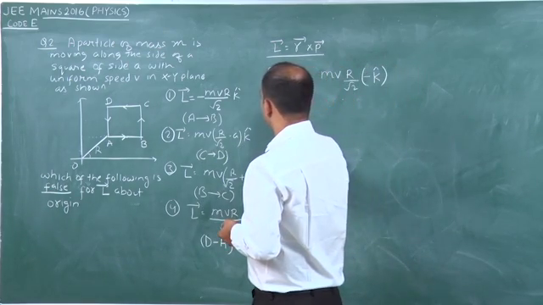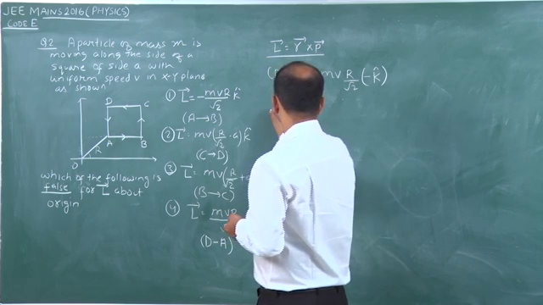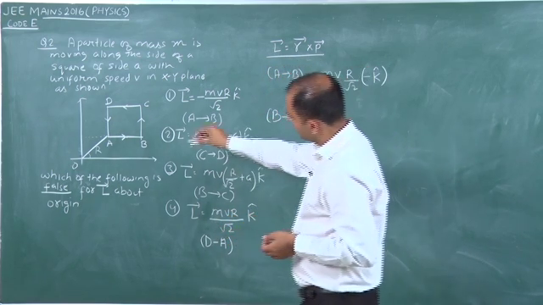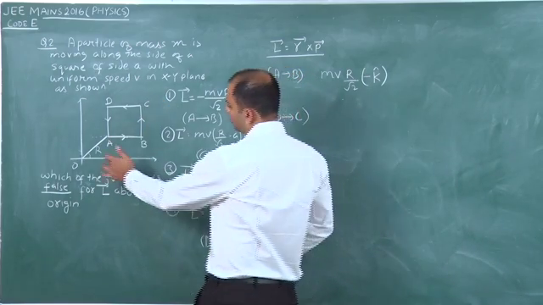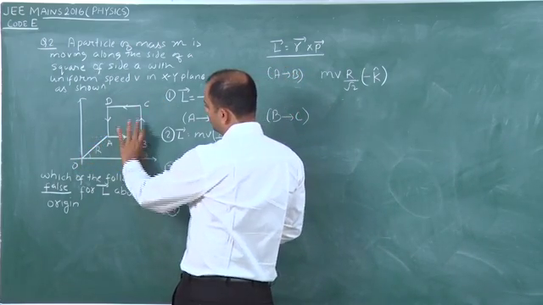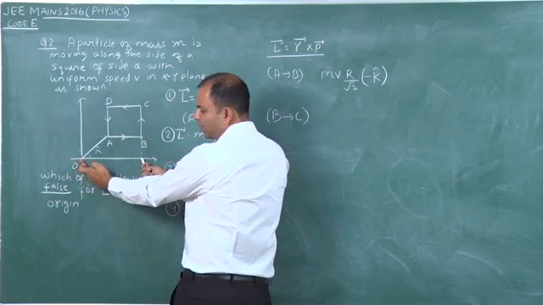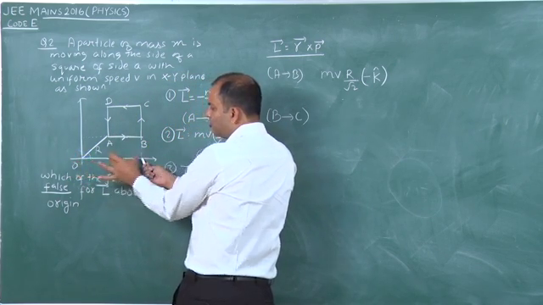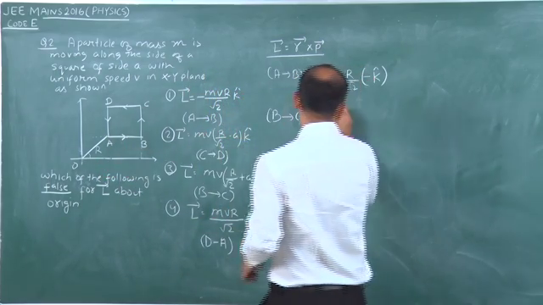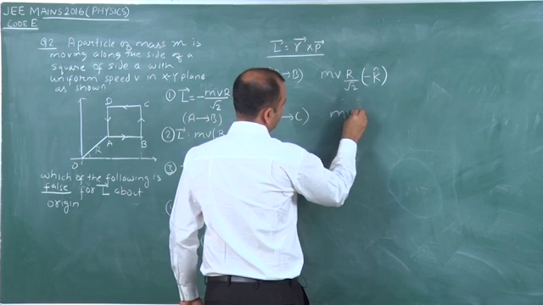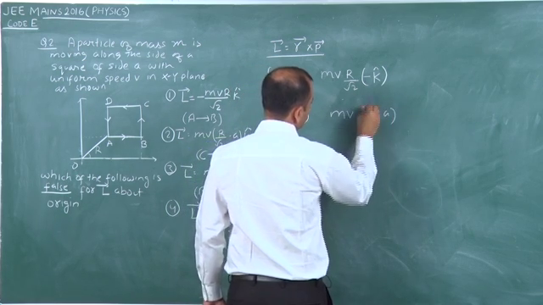When the particle moves from, let us say, B to C, we do the same thing, r cross p. If you do r cross p for this, it is simply going to be the momentum into this perpendicular distance, and this perpendicular distance is r by root 2 plus the side of the square, which is a. So, the angular momentum magnitude comes out to be m v into r upon root 2 plus a. Now, let us come to the direction.